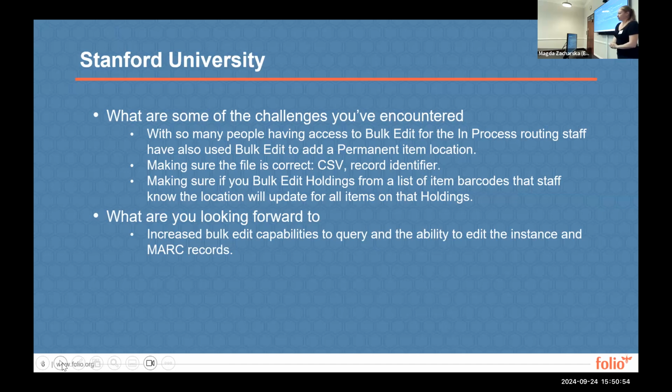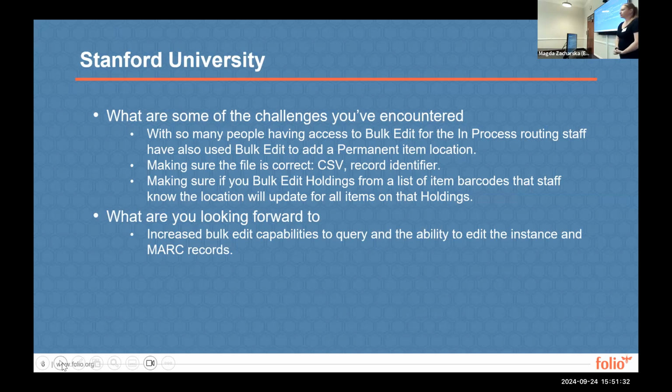Other complications we've encountered is making sure your file is correct. Obviously you need a certain CSV type, and we've had it where the CSV comma delimited doesn't fully process, so we then have to go back to CSV UTF-8, but then it doesn't process the first barcode. So it's important to make sure staff know all these issues that can occur. The other thing that can routinely happen is with the record identifiers. You could have an extra space or an extra line in your Excel file, and then you just get an error: a record error is encountered.